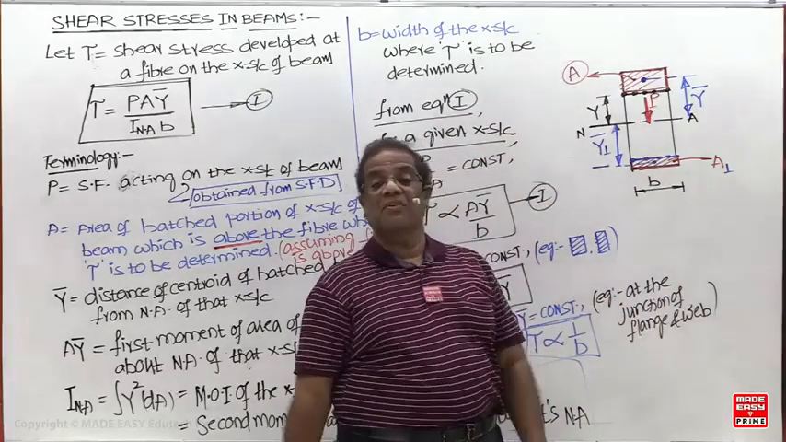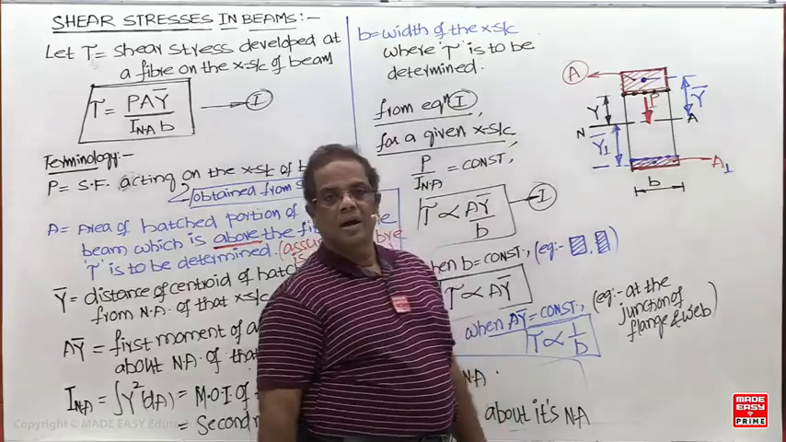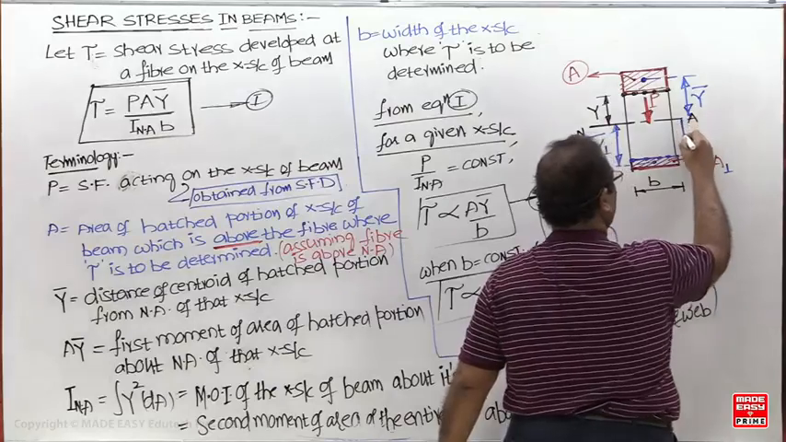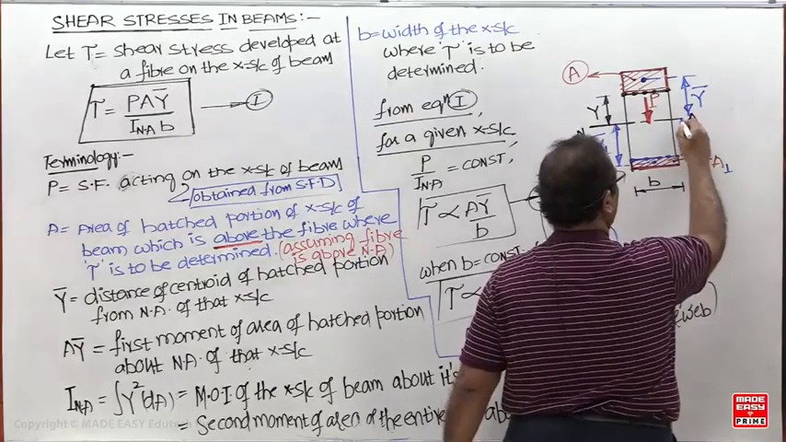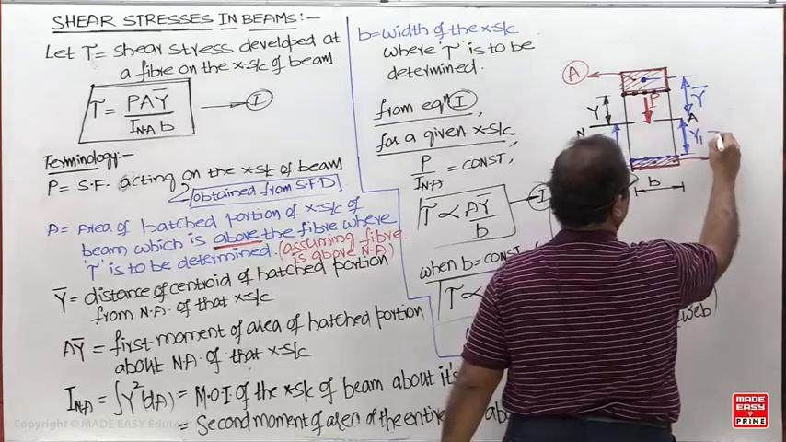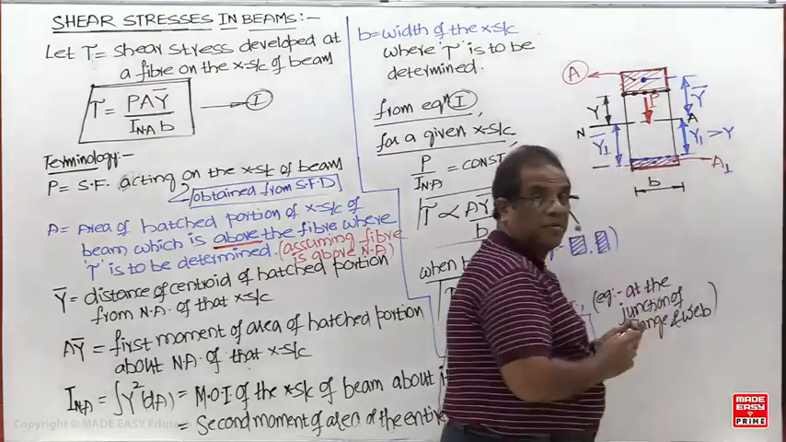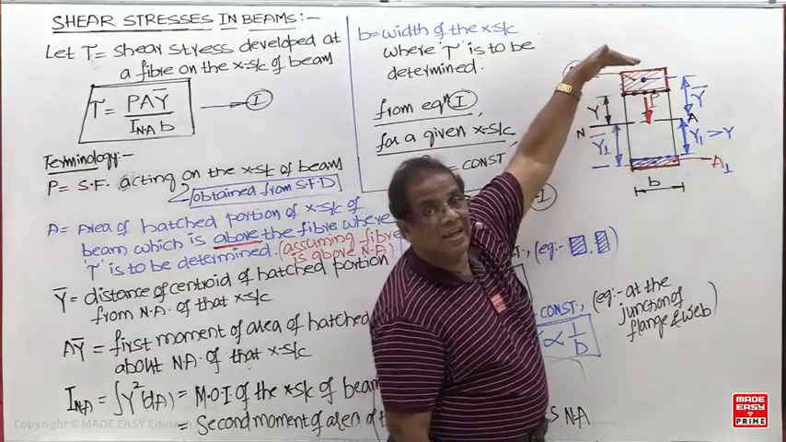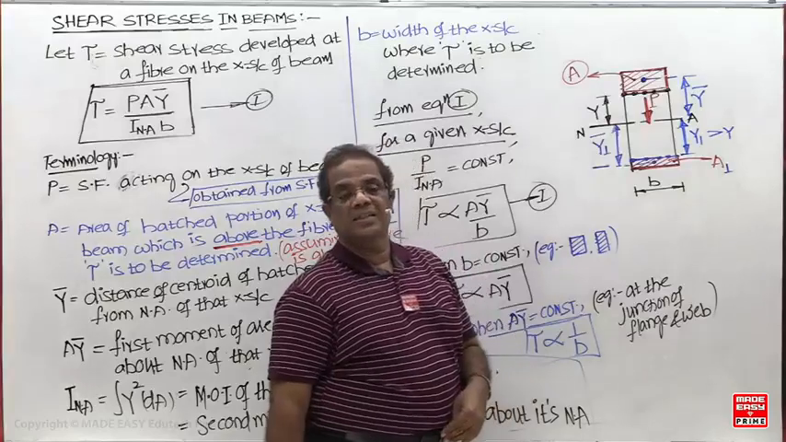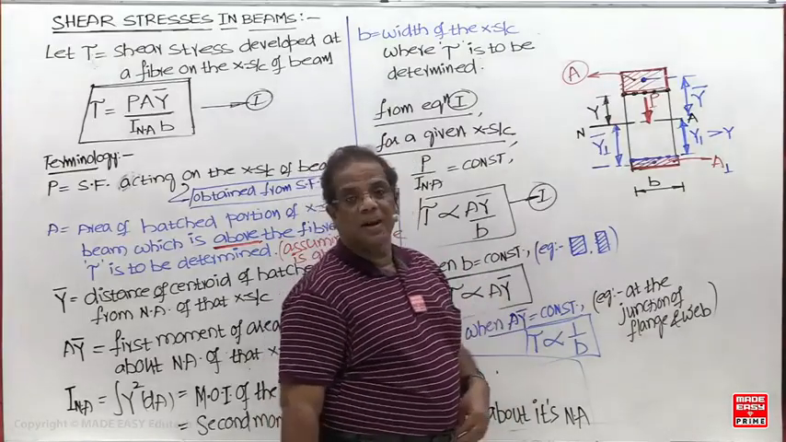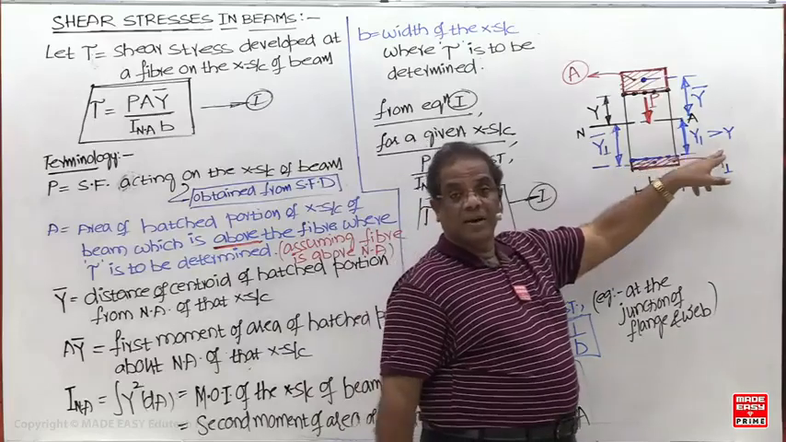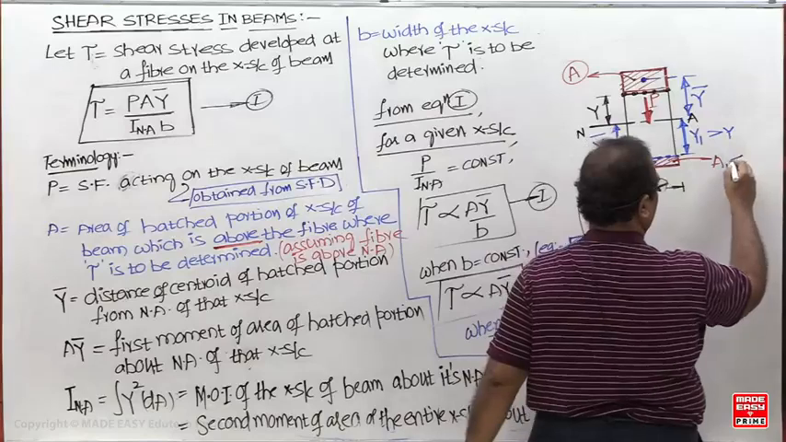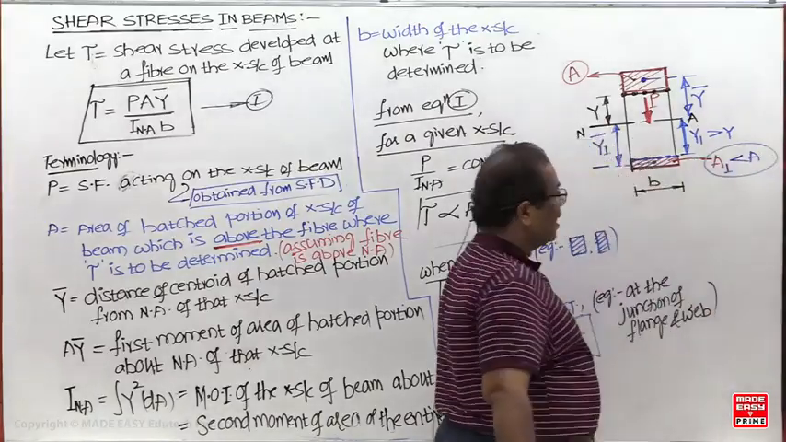Now you can tell me: are this A and A dash equal or unequal? Unequal. Why? The fibers are at different distances. This fiber is at what distance? Now Y1 is greater than Y. What is the meaning? As you go away from the neutral axis, Y will increase. As Y increases, the area will decrease. Y1 is greater than Y, but A1 is less than A.